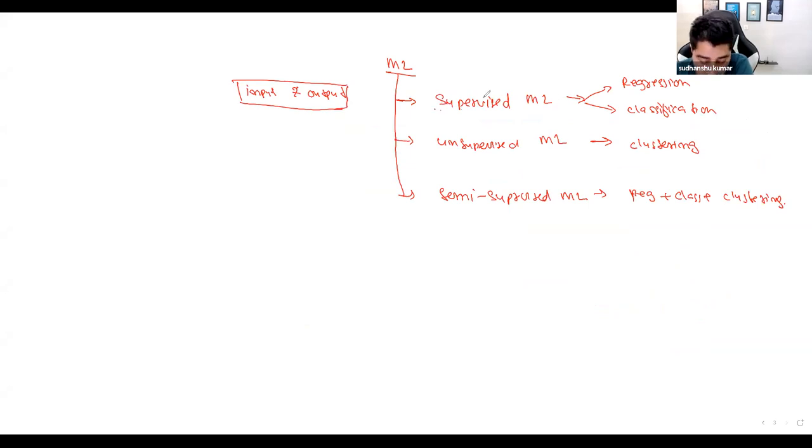I'm the one giving an input, I'm the one giving an output, and the machine is trying to find out a relationship between input and output. So we always try to find the input and output relation in supervised machine learning. Now again, inside supervised, you can find two different kinds of segments. One is called regression, another one is called classification.